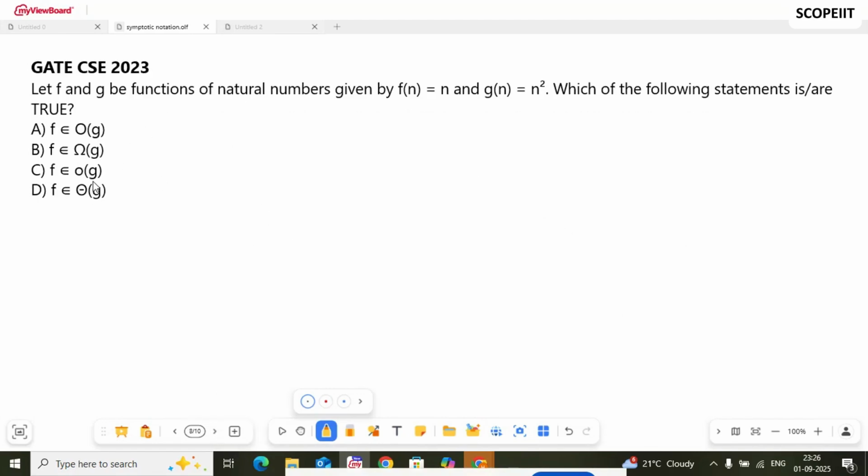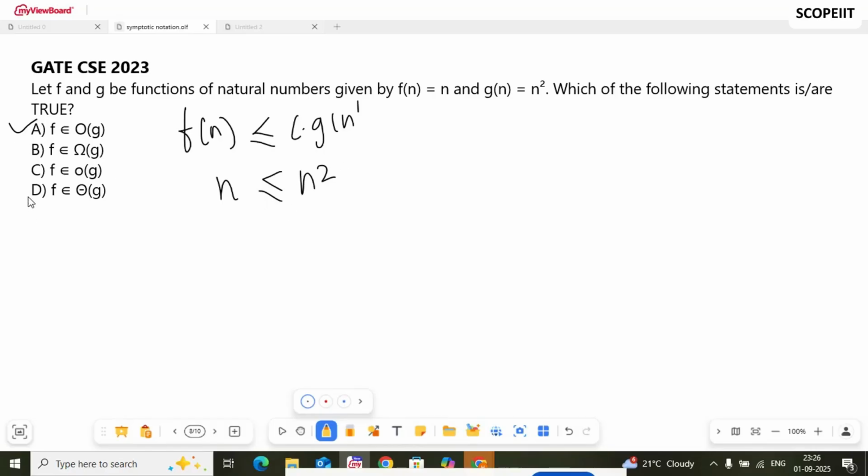This is your GATE CSE 2023 question. Let f and g be functions on natural numbers, given f of n is n and g of n is n square. Which one of the following statements is true? Option A says that f belongs to big O of g. That means f of n is less than or equal to c times g of n. What's the value of f of n? n. Is it less than or equal to g of n, n square? Yes, n is less than or equal to n square.